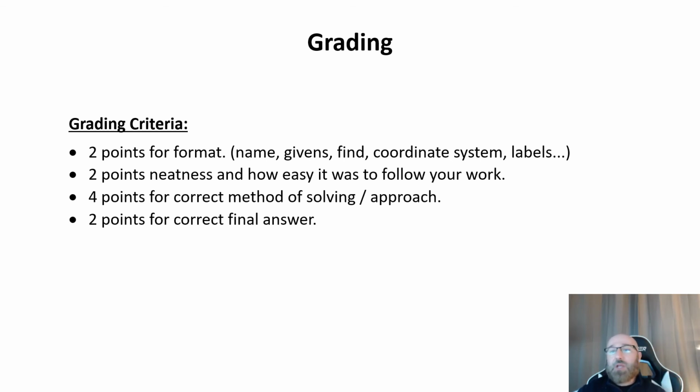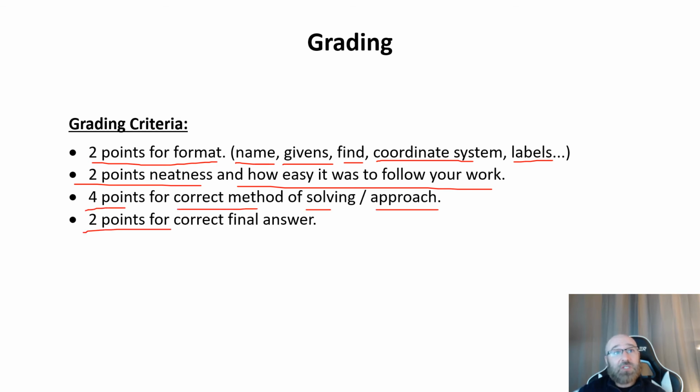So we're going to use the same 10-point scale. We give 2 points for the format. Did they provide their name, the name of their group, the givens, the finds, the appropriate coordinate system, any labels that are necessary? Is it neat? How easy is it for you to follow through their work? And then 4 points for the correct method, approach, governing equations. And last, 2 points, did they get the answer correct?